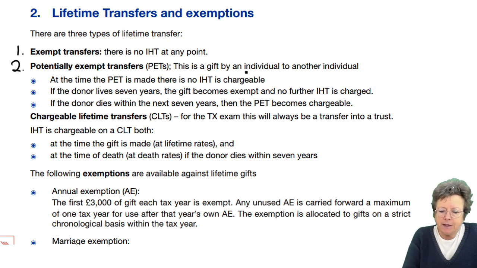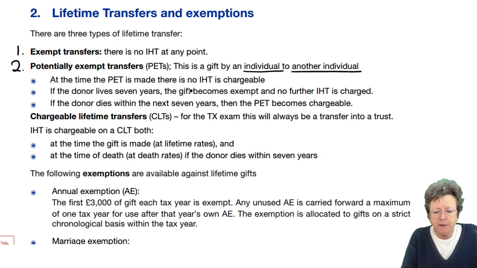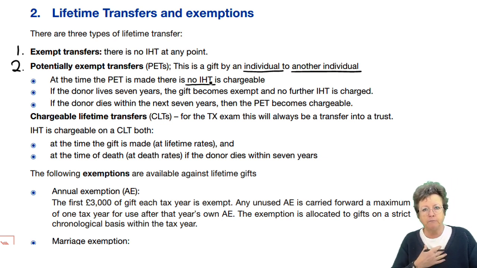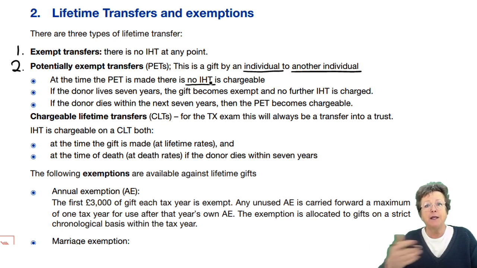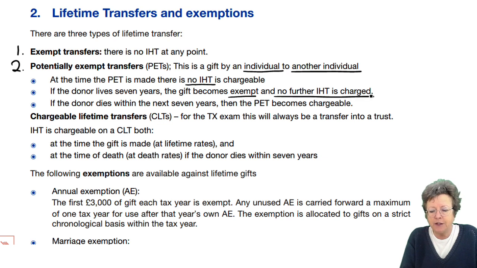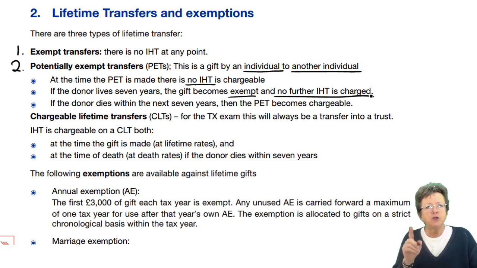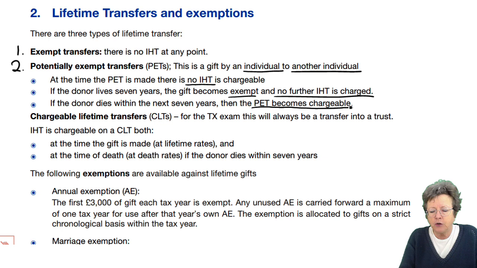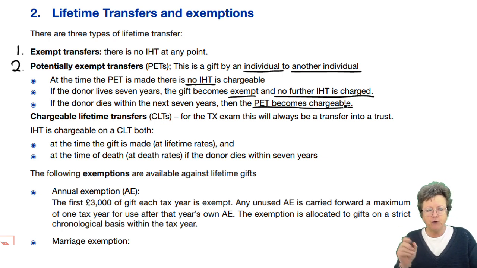Now, this is a gift. It must be individual to individual. At the time the gift is made, there is no IHT. Now, if the donor, me, if I live 7 years after giving that gift, it becomes exempt and there is no IHT charged. However, should I die as the donor within 7 years, then that PET becomes chargeable.